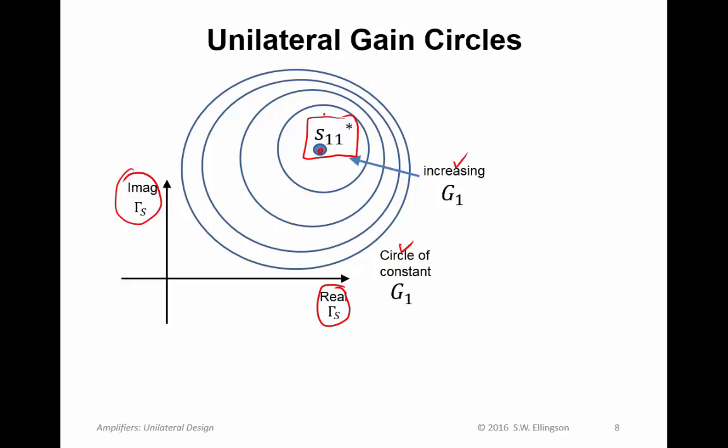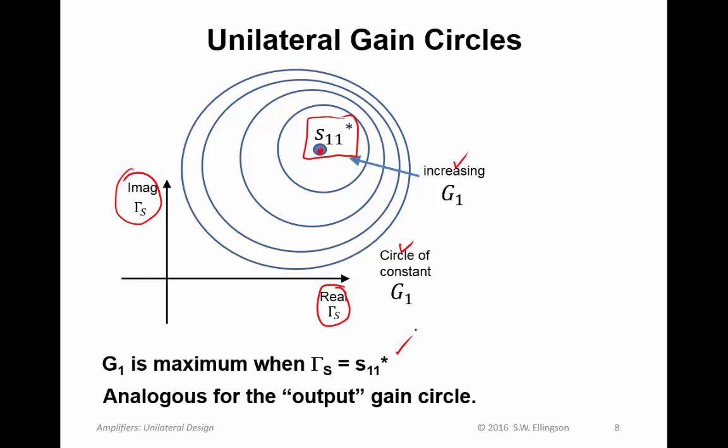How do we know that? Because we know in advance that this is the value that will result in a simultaneous conjugate match, or at least a conjugate match at the input. So G1 is maximum when gamma sub s equals the conjugate of S11. And the situation is exactly analogous for the output gain circles.